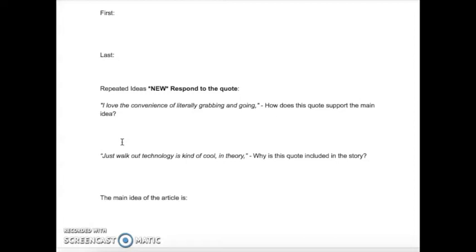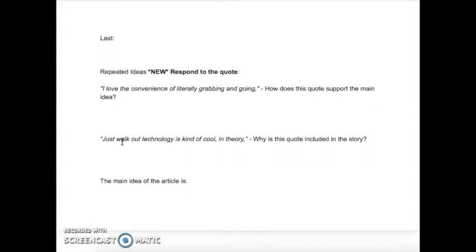So you answer that question, and as we read the story, hopefully those quotes make more sense. And I'll point those out when they come up in the story. And then finally, you'll identify the main idea of the article.